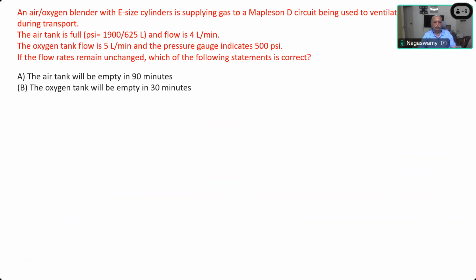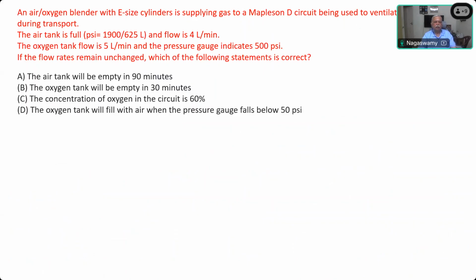B: The oxygen tank will empty in 30 minutes. C: The concentration of oxygen in the circuit is 60%. D: The oxygen tank will fill with air when the pressure gauge falls below 50. E: The volume of oxygen remaining can be determined only by weighing the tank.